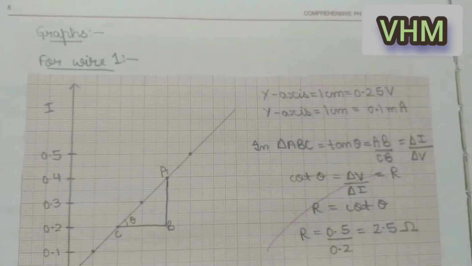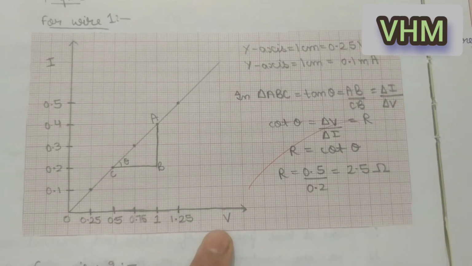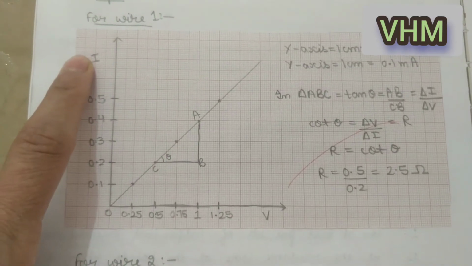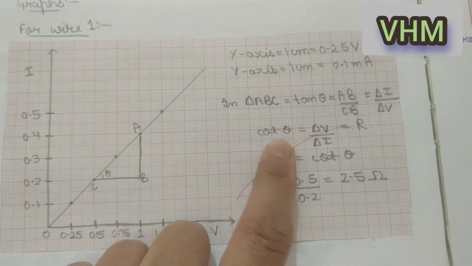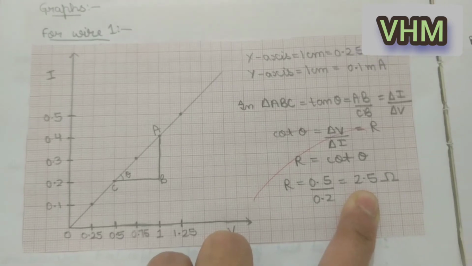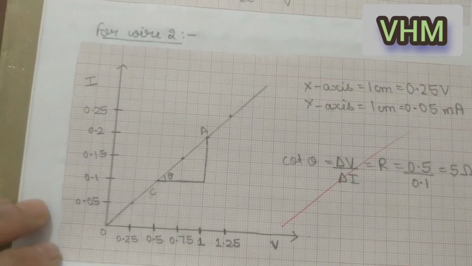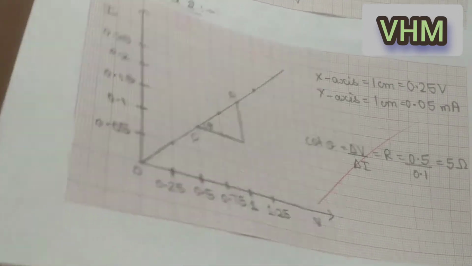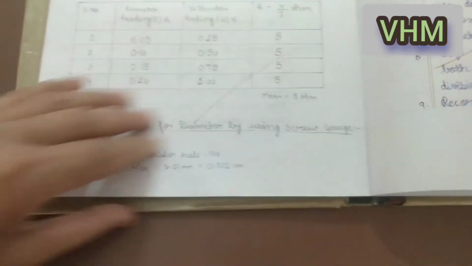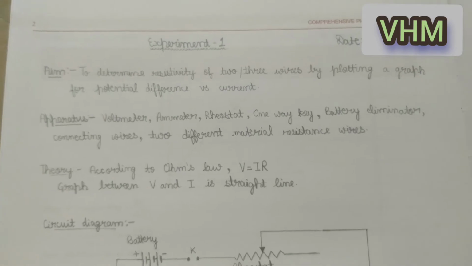And when we plot the graphs, these are the graphs. Graph for the first wire, taking the voltage along the x-axis and current along the y-axis. Then we take the cot theta, that will give the resistance. From the graph we have the resistance for wire 1 and similarly for wire 2. So this is the writing part of experiment 1, that is to determine the resistivity of 2 or 3 wires by plotting the graph for potential difference.